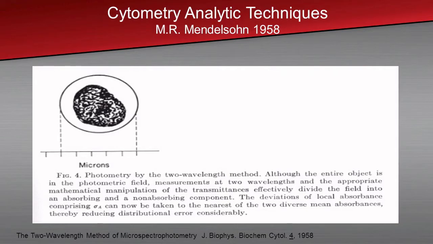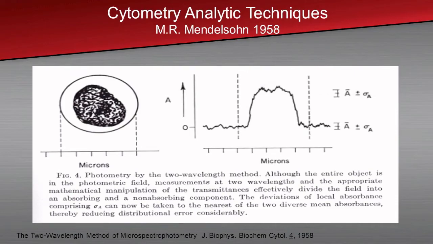The latter required a way to overcome the distributional error of Beer's law. Three different approaches to enable quantization of constituents were published by Mort Mendelsohn, Len Ornstein, and Klaus Peytot. This slide is taken from Mendelsohn's 1958 paper.